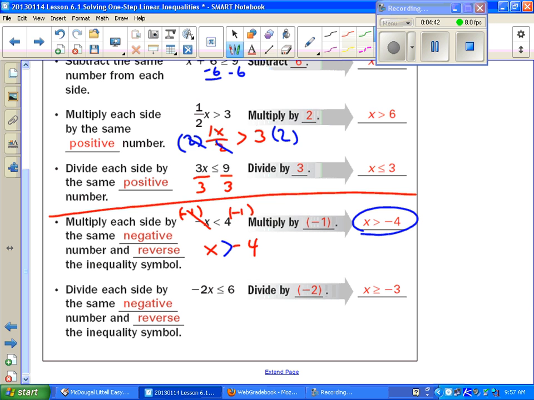The last one's probably the easier one to see. When you're dividing by the same negative number, you have to reverse the inequality symbol. So negative 2 times x, you divide by negative 2, and you do the same thing on the right. And x, 6 divided by 2 is -3. Less than or equal to becomes greater than or equal to. You have to flip that symbol. Anytime you're dividing by a negative number, you flip the symbol.